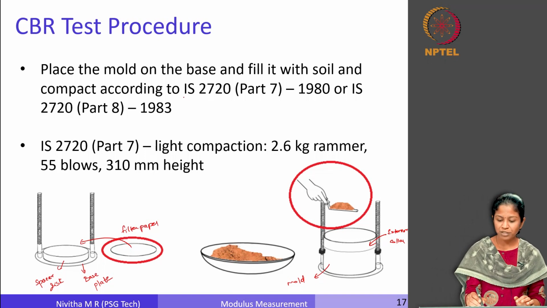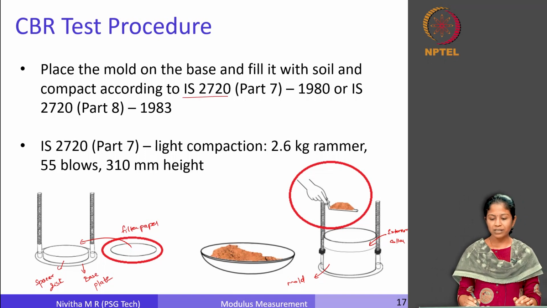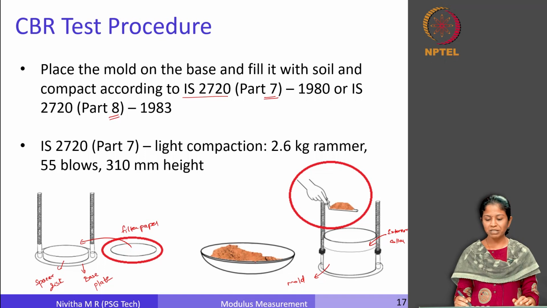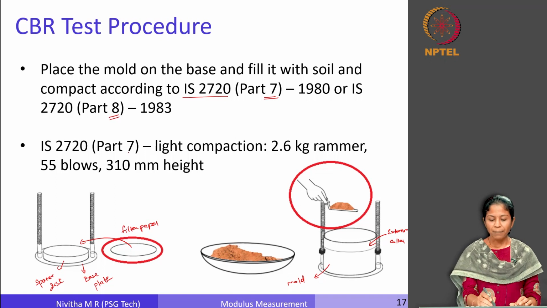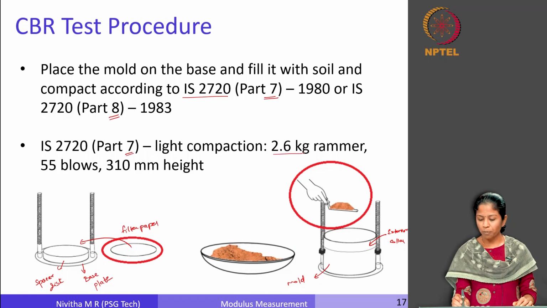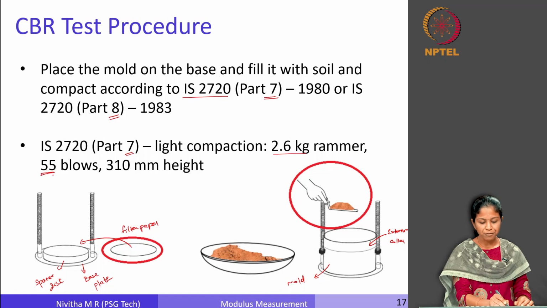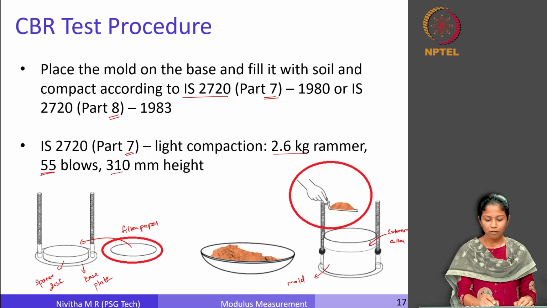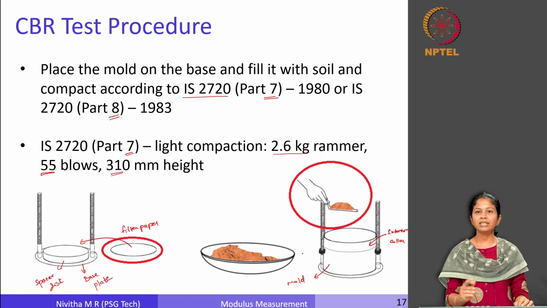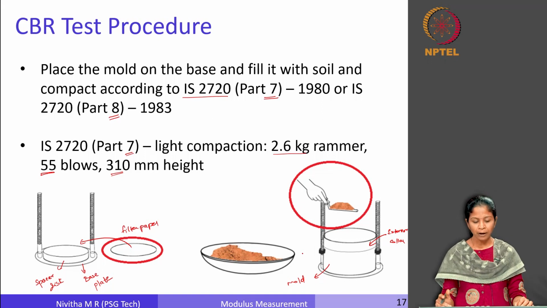The compaction procedure is specified in IS 2720 part 7 or part 8. What is the difference between part 7 and part 8? Part 7 is for light compaction. You use a 2.6 kg rammer to compact, you apply 55 blows, and the height of fall is 310 mm. This gives a specified compactive effort. So, this is a light compaction, which is specified in part 7.